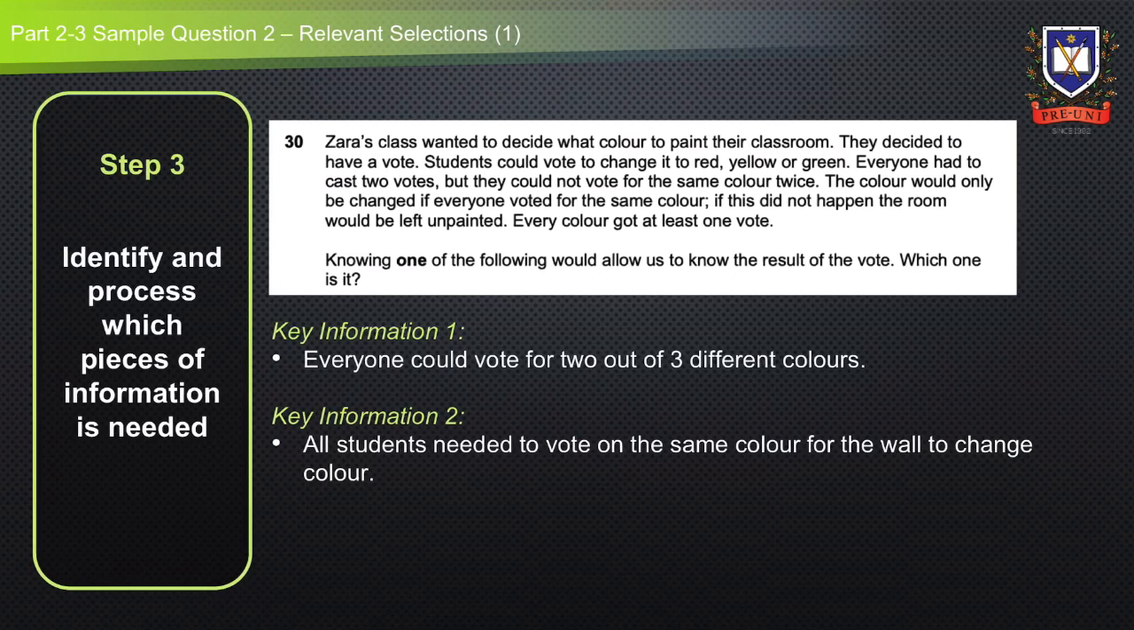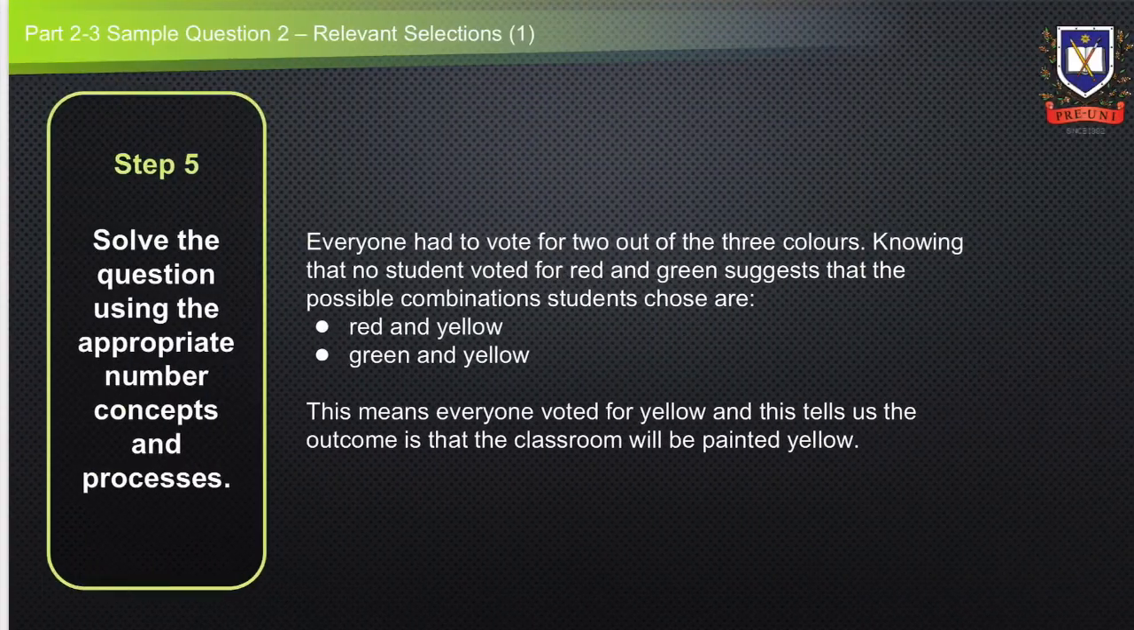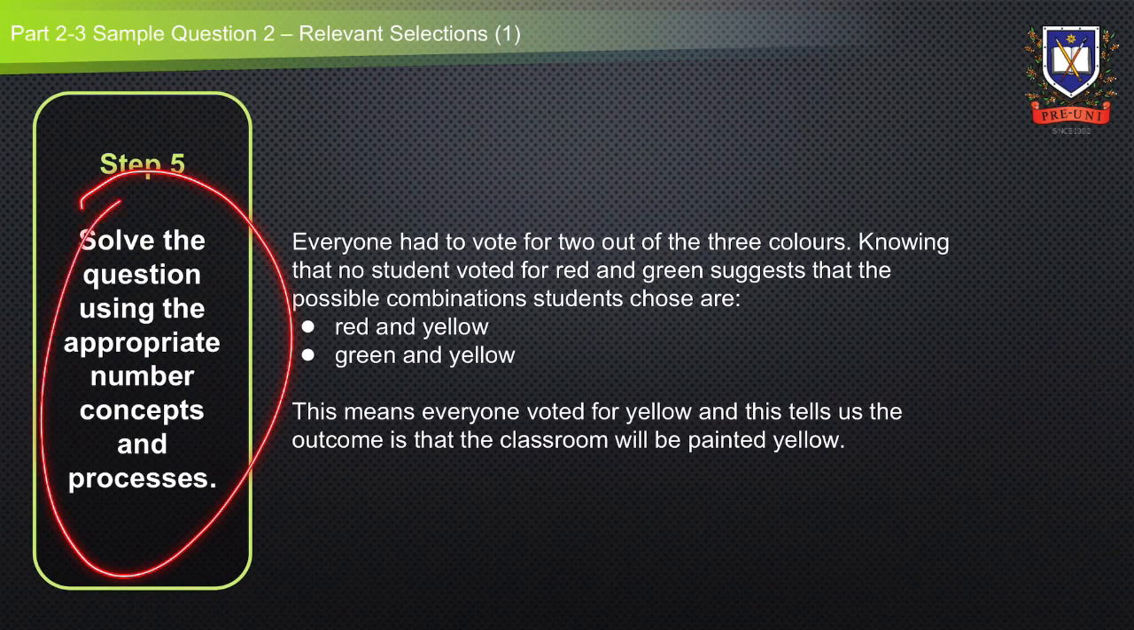Next is to identify and process which pieces of information are needed. From this question, there are 2 key pieces of information. Key information 1 is that everyone could vote for 2 out of 3 different colors. Key information 2 is all students needed to vote on the same color for the wall to change color. Step 4 is to analyze the data and represent it in different ways. In this question, the information has been presented in a simple form, so putting it in a different form may be time-consuming. Step 5 is where we solve the question using the appropriate number concepts and processes.